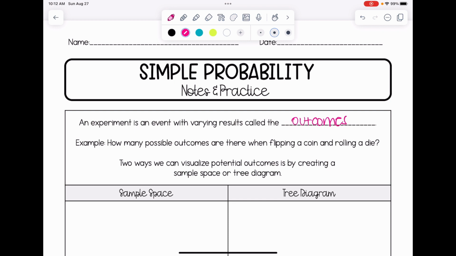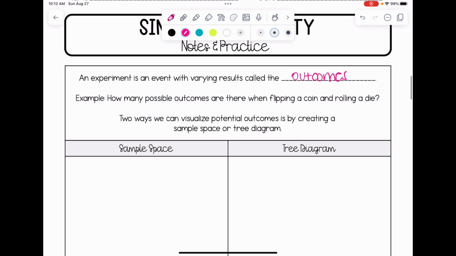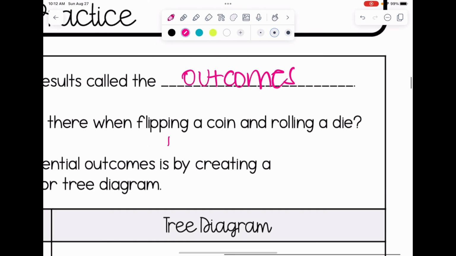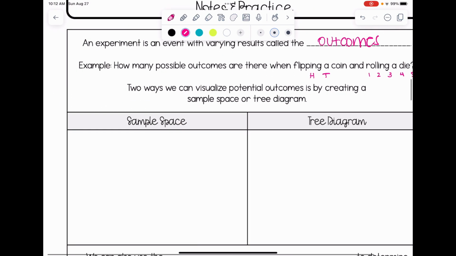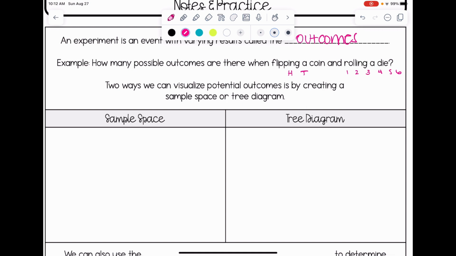There's two ways we can visualize potential outcomes, and that's going to be by creating a sample space or a tree diagram. So when we flip a coin, let's think about this for a second, we could either get heads or tails. When we roll a die, we could get 1, 2, 3, 4, 5, or 6. So we're going to represent this in both a sample space and a tree diagram. So a sample space is basically a list of all of the combinations. So I'm going to put it in set notation.